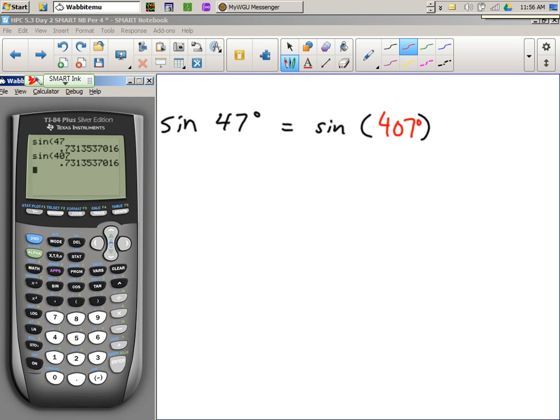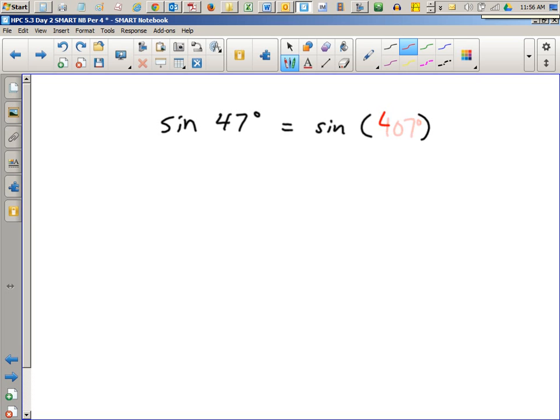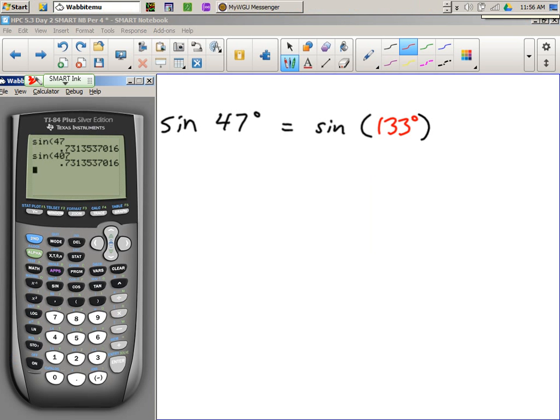What's another answer? Daniel, you had your hand up too. 133. That's an interesting one. Did anyone else have that one? 133. Okay, let's talk about that. First, let's verify it. Let's see if it's really true. Sine of 133 is 0.73135, the same exact number. What is going on there?